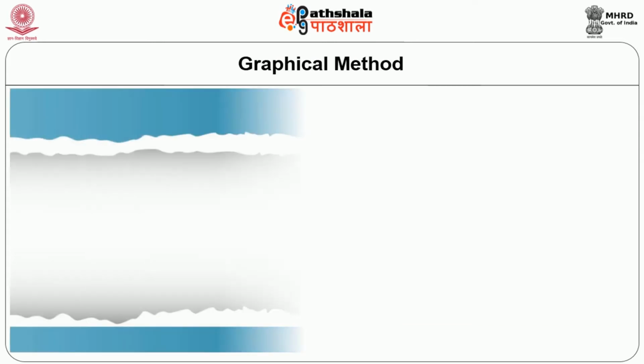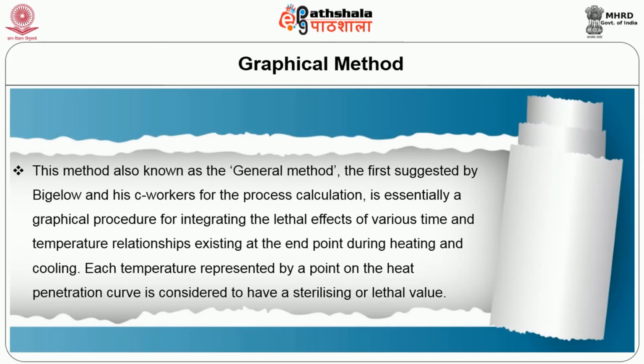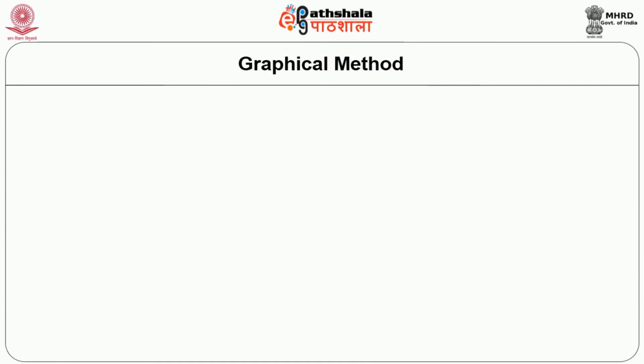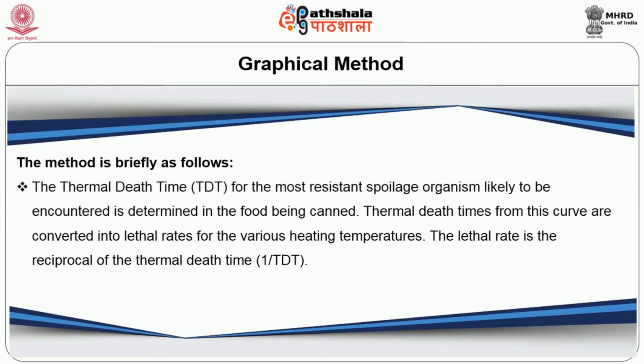Next is the graphical method. This method, also known as the general method, first suggested by Bigelow and his co-workers for process calculation, is essentially a graphical procedure for integrating the lethal effects of various time and temperature relationships existing at the end point during heating and cooling. Each temperature, represented by a point on the heat penetration curve, is considered to have a sterilizing or lethal value. This method uses the thermal death time for the most resistant spoilage organism likely to be encountered, as determined in the food being canned.